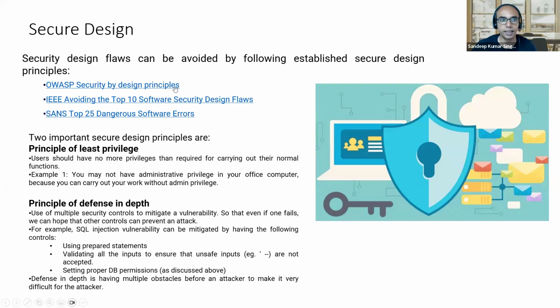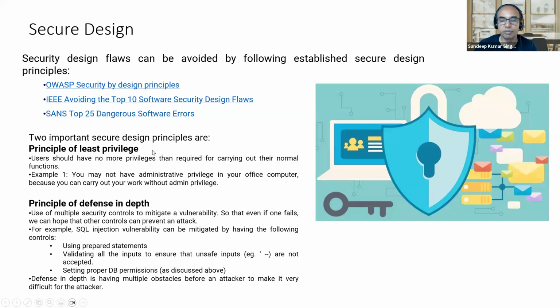OWASP has a lot of detailed information on secure by design principles. You can go through all that, and even IEEE has published papers on the top 10 software security design flaws. You can go through that also. And even SANS has good material to read about it. Now, if we start going through each of them, it will become a 1.5 or 2 hour session, so I'm not going through all of them. I've just focused on the areas that the Infosys certification requires you to know, which are the principle of least privilege and the principle of defense in depth, right?